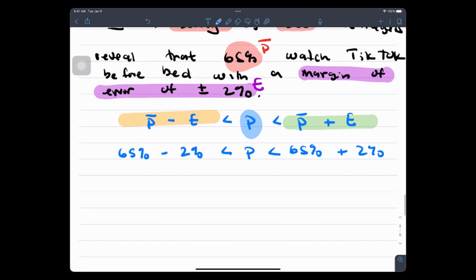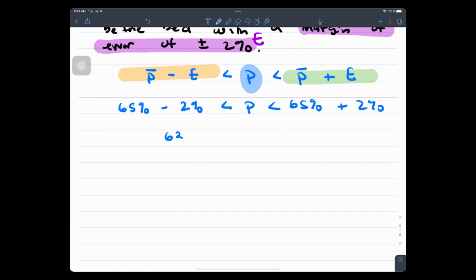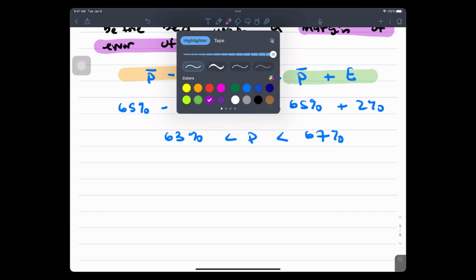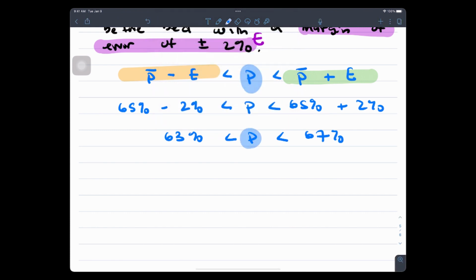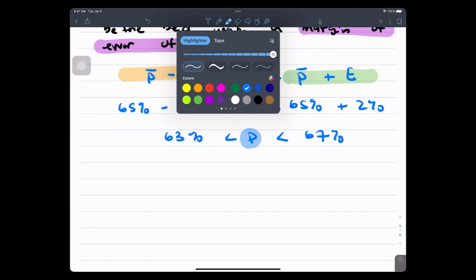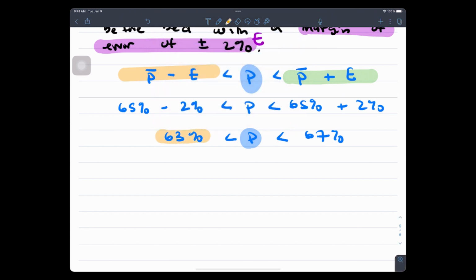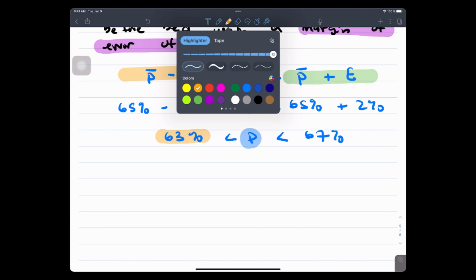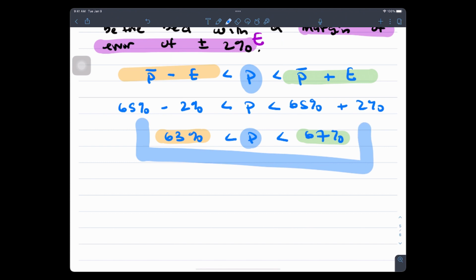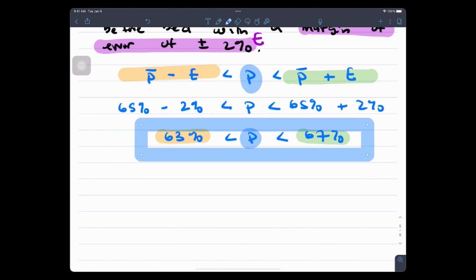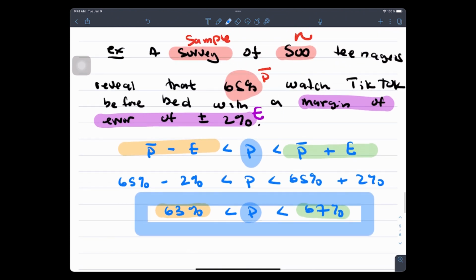So what's 65% minus 2%? 63% is less than the true proportion. What's 65 plus 2? Now, remember, this P is the true proportion. Is that right? Okay, you guys okay with that? And I want to just make sure you guys have a lower bound value of 63%. And you also have an upper bound value of 67%. So the true proportion lives between these two values.